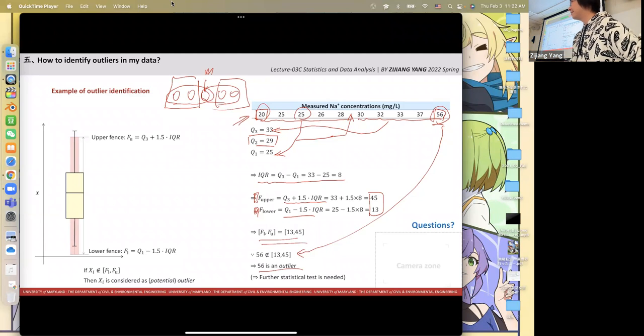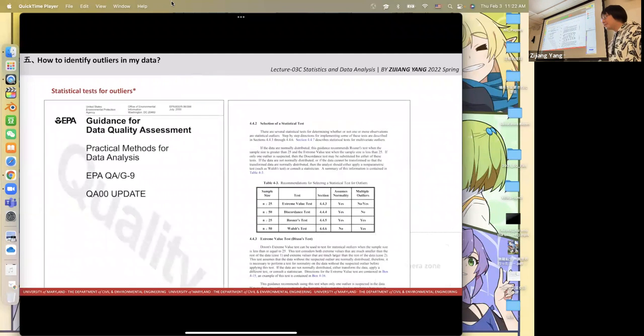Any more questions? Okay. Here I put a star because I'm not going to ask you questions based on this one. But here I just want to show that we have some formal statistical methods for identification of outliers. And here is an example from the guidance for data quality assessment, which is from US EPA. So this is a regulatory document. In other words, if we use the method recommended by this document, our conclusion will be, I would say, legally defensible because this is a government document.